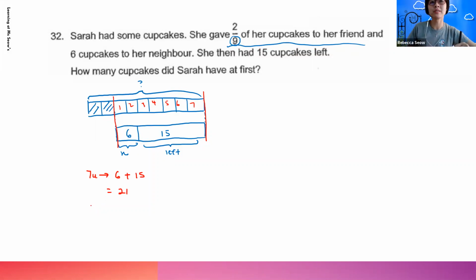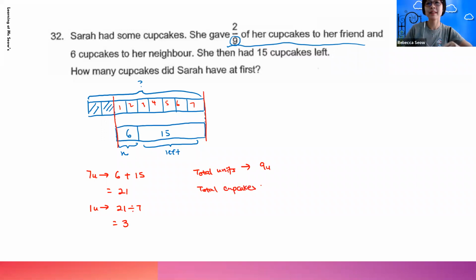So if 7 units is 21, 1 unit will be 21 divided by 7, and that gives you 3. So once you know what 1 unit is, we can find the total number of cupcakes Sarah has at first. So total units would be 9. So total cupcakes will be 9 times 3. So that's the answer.